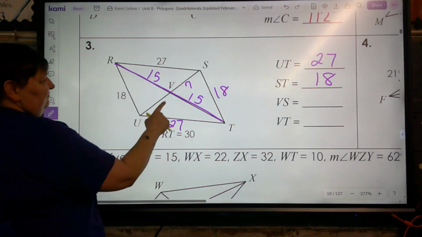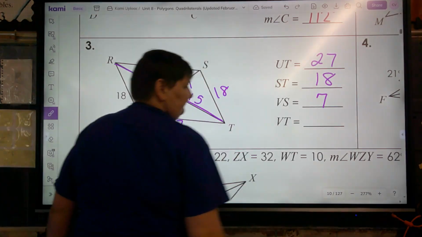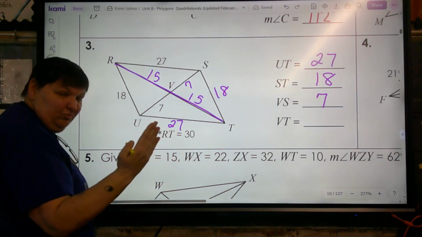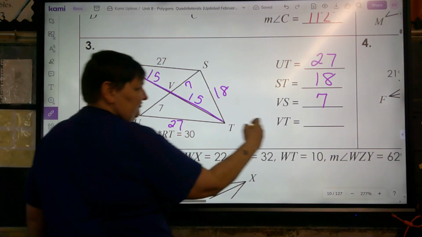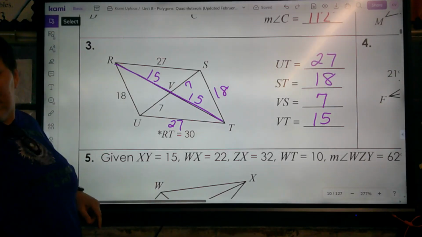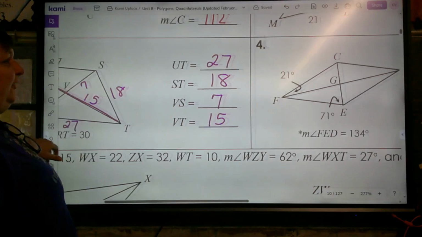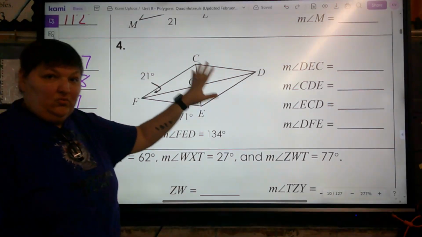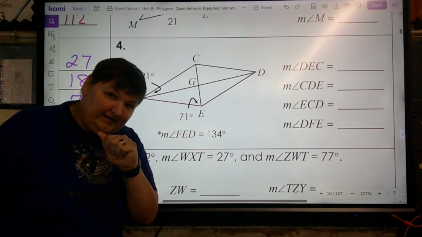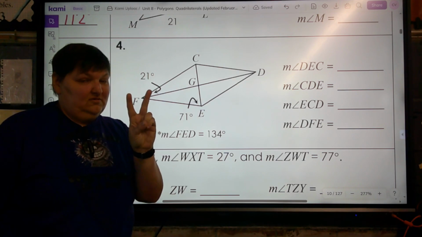V to S. Where's V? V is in the center. We know this one's 7. We've already marked it. And V to T. We know it's 15 because it's cut in half, equal parts. It's half of 30. It has to be 15. Alright, again, watch it again and again until you get it. And then copy down number 4, work it, be prepared to explain your answers, show your work, come back and get your smiley. And after you get your smiley, go on to part 2, the video, part 2.